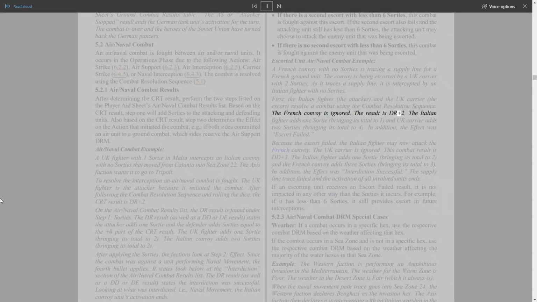The result is DR+2. The Italian fighter adds 1 sortie, bringing its total to 1, and the UK carrier adds 2 sorties, bringing its total to 4. In addition, the effect was escort failed. Because the escort failed, the Italian fighter may now attack the French convoy. The UK carrier is ignored.